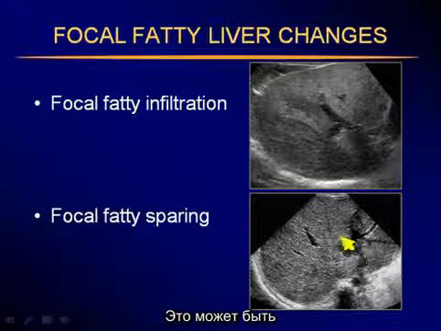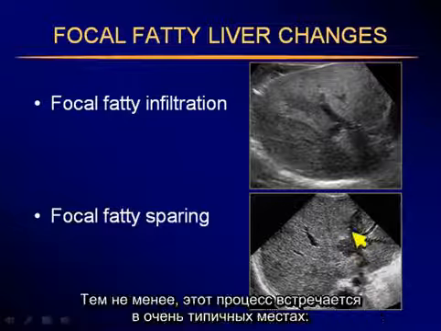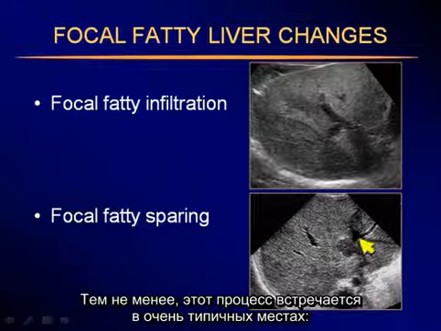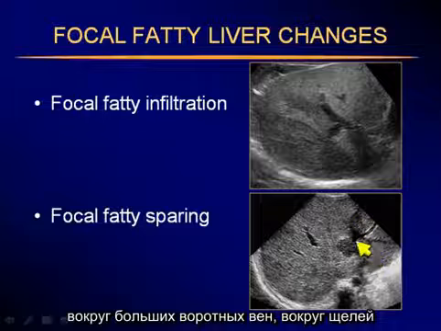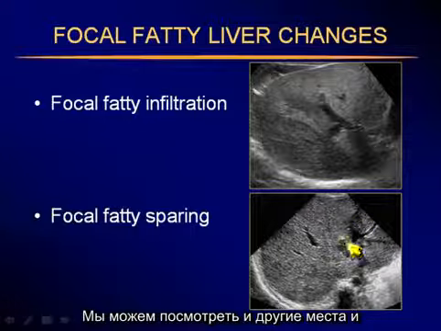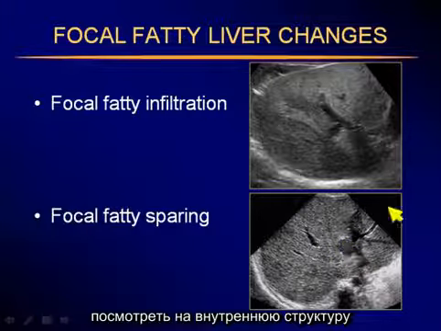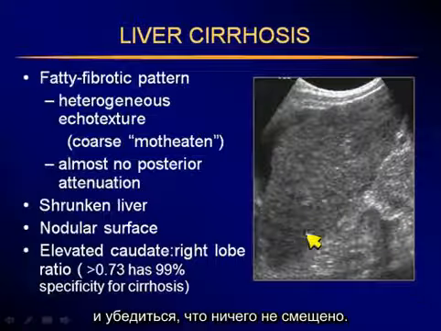These can possibly be confused with liver masses. However, they occur in a very typical location around large portal veins, around fissures, and subcapsular. So we tend to look in those regions, and we look for internal architecture and see that it's not distorted.